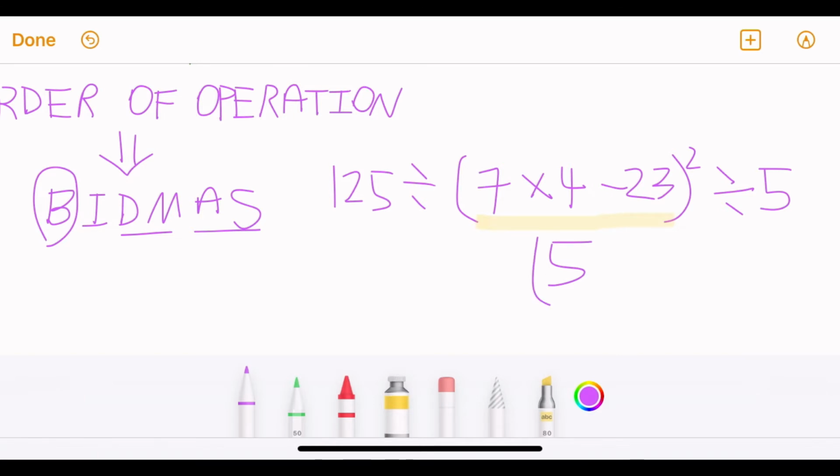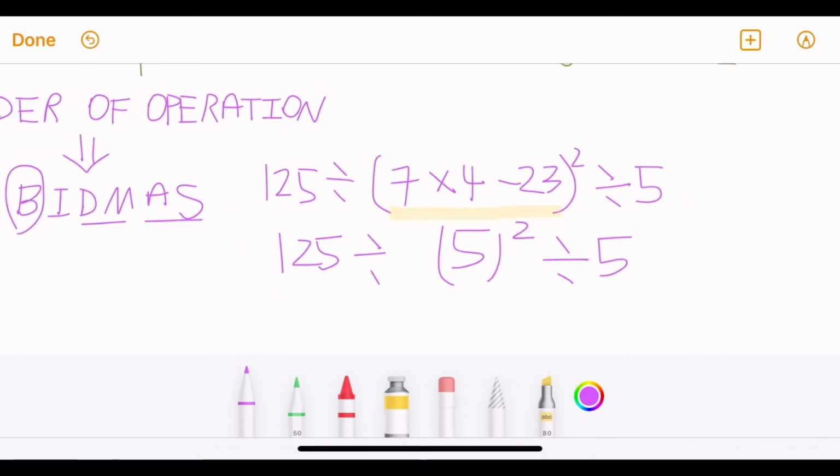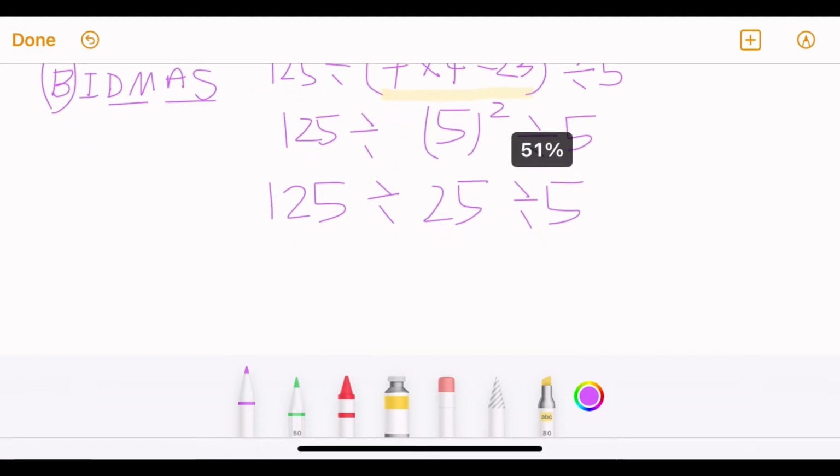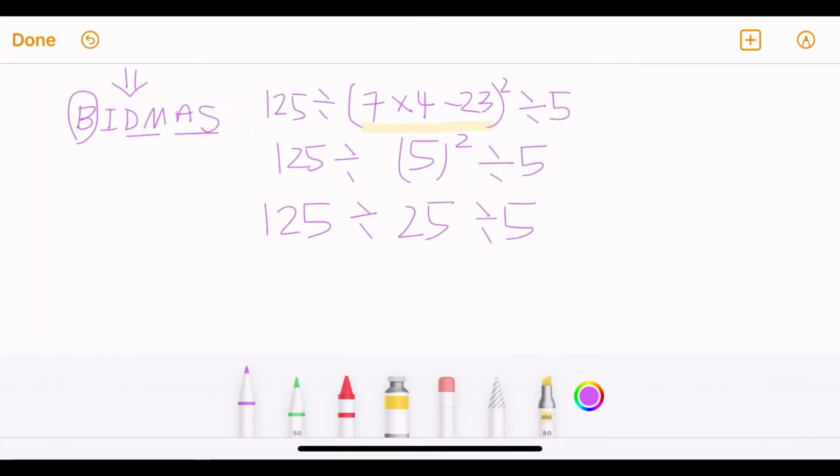So then we have 5 squared, 125 divided by 5 squared divided by 5. Now we will move on to indices, which is this 5 squared. So simplify 5 squared into 25 divided by 5. We have this 125, we're going to copy it down. So we just have division right now. So we can do 125 divided by 25, and then we will get 5, and then 5 divided by 5 will just be 1. So the final answer is 1.